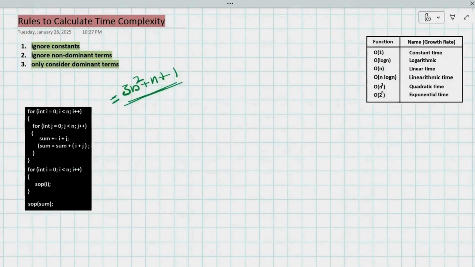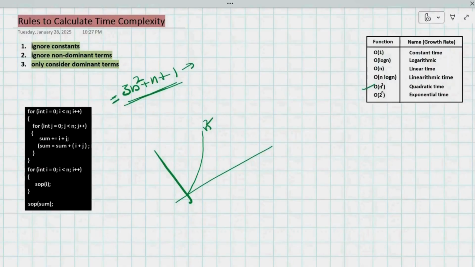The reason we ignore constants and non-dominant terms is, for example, this is the curve for the time complexity n square. N square means quadratic time complexity. This one is 3n square plus n plus 1, right? It has more operations than n square does, because of this multiplication and addition, so the curve will be a little higher.